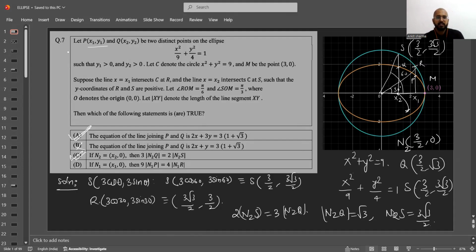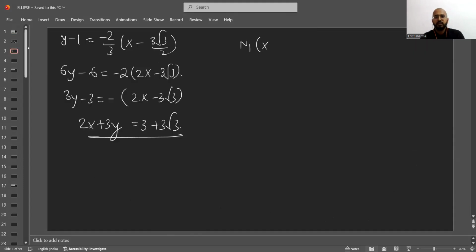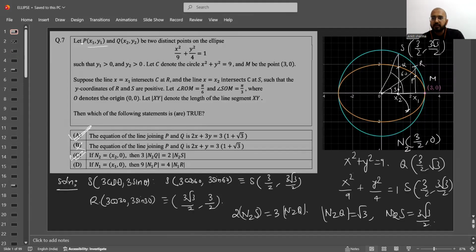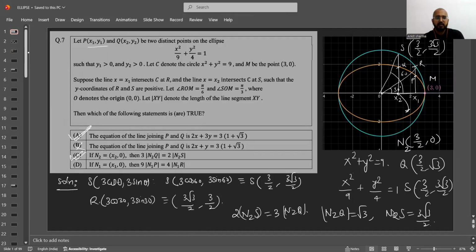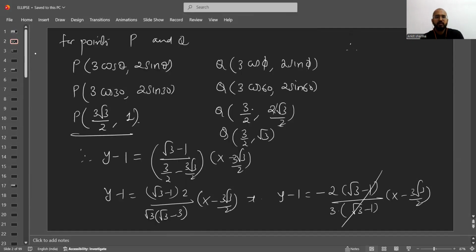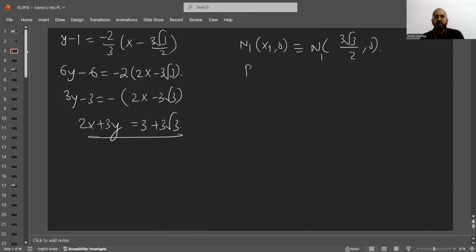Option D is what? N1 is equal to x1 comma 0. So x1 is my point N1. That means my point N is x1. X1 is nothing but R, the projection of R here on the x-axis. So R is 3 root 3 by 2, which means this is going to be 3 root 3 by 2 comma 0. So this is my N1. And next, P is required. P I already have. So P is simply 3 root 3 by 2 comma 1. So this is my point P.